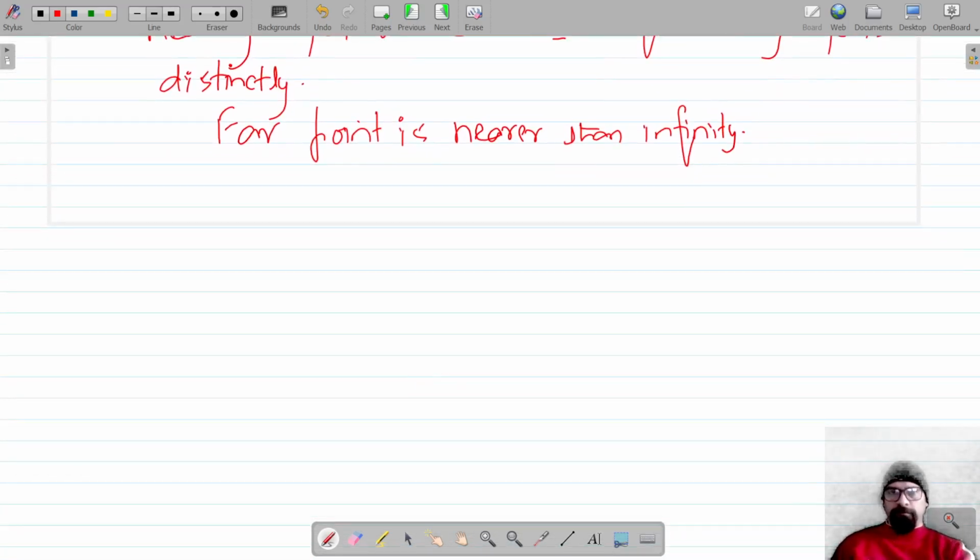Now, infinity means that the far point means the maximum distance up to which we can see an object, which is infinity. So here the far point is nearer than the infinity. So I'm going to draw a ray diagram.